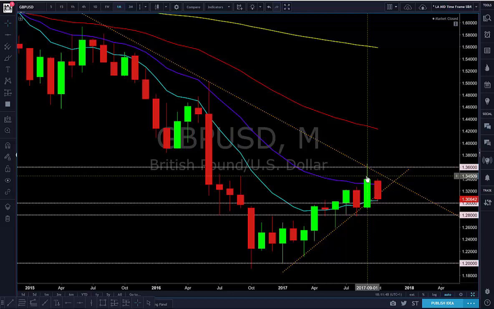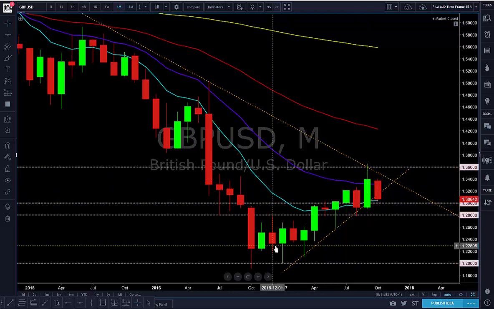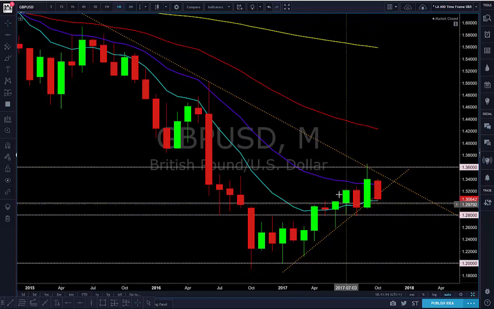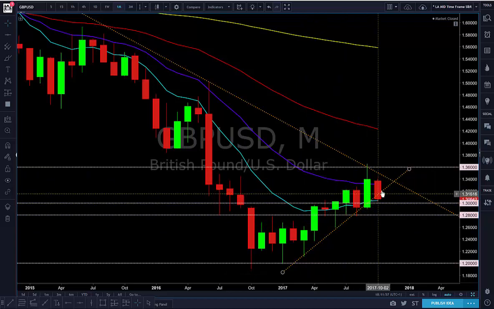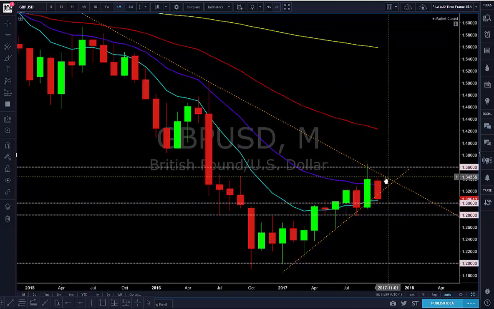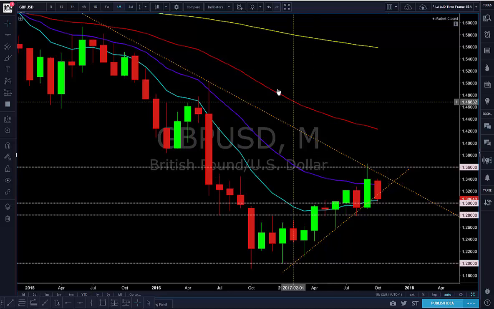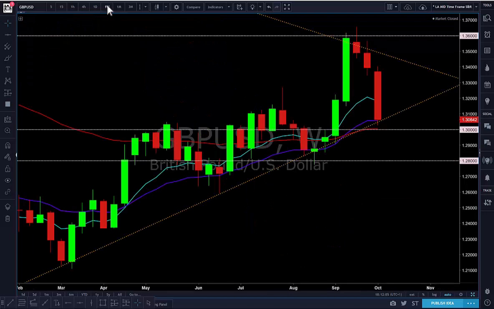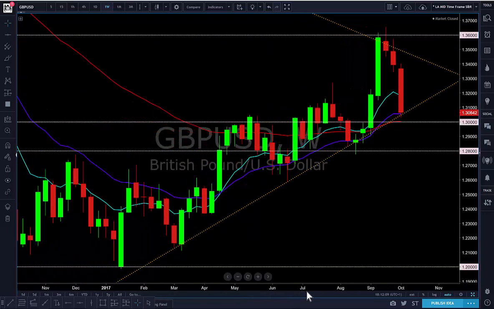Now theoretically, this would have been potentially an indication of a market that may continue on a cyclical basis, at least, continue to carry on higher. However, if we start looking at the weekly and the daily, we start to see there's a rather different look to the market, and this is what we need to take into account.